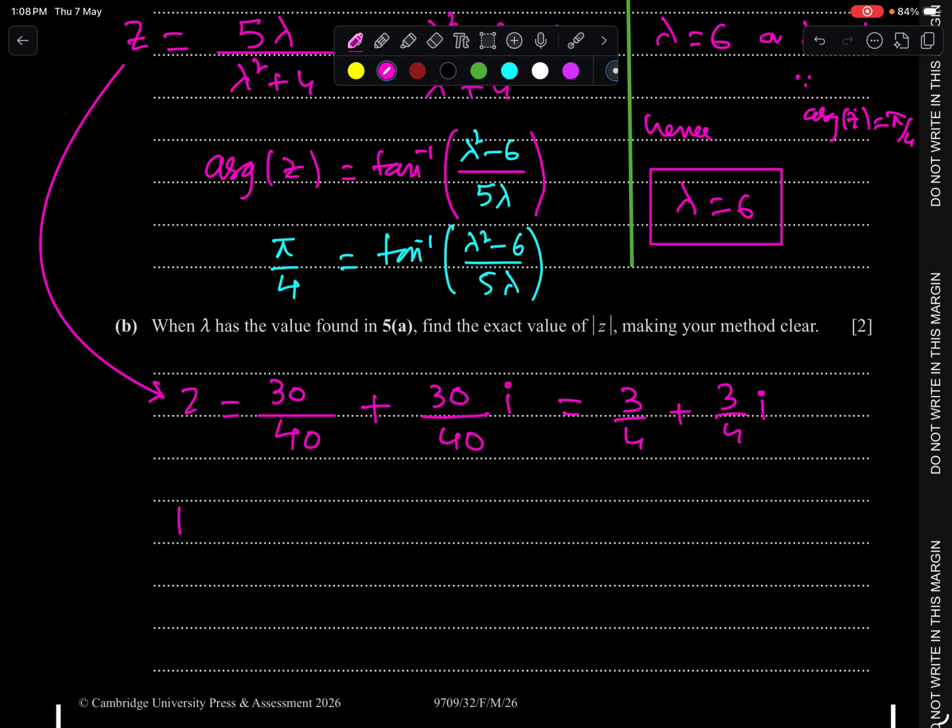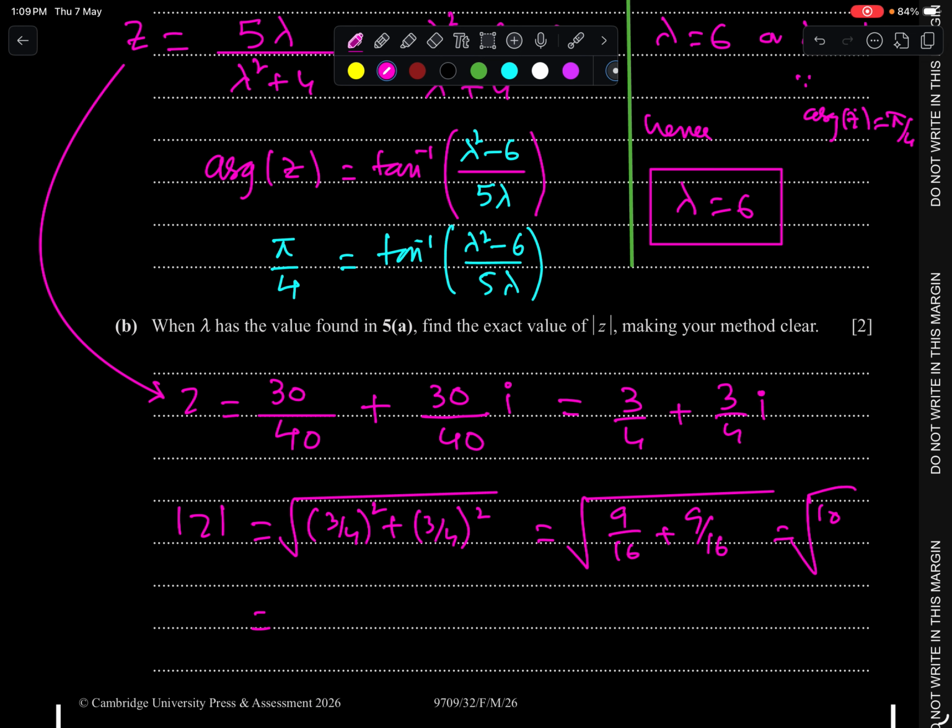Now get its modulus. Just square the real component and imaginary component: 3 upon 4 squared plus 3 upon 4 squared. This will give you 9 upon 16 plus 9 upon 16, which is 18 upon 16. So the square root of 18 is 3 root 2, divided by 4. That's the exact value of modulus z.